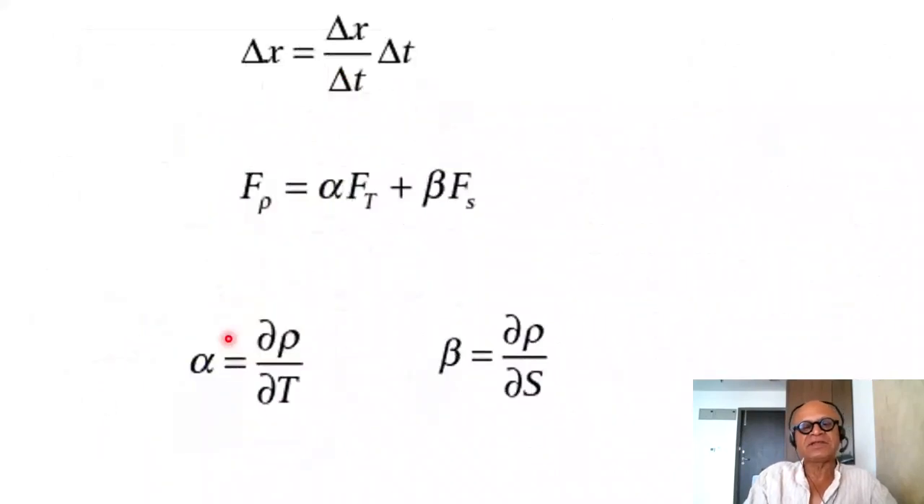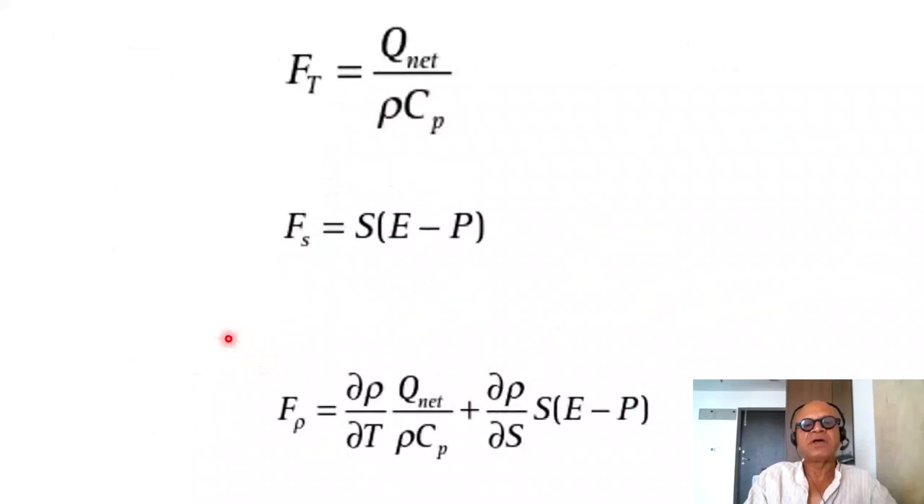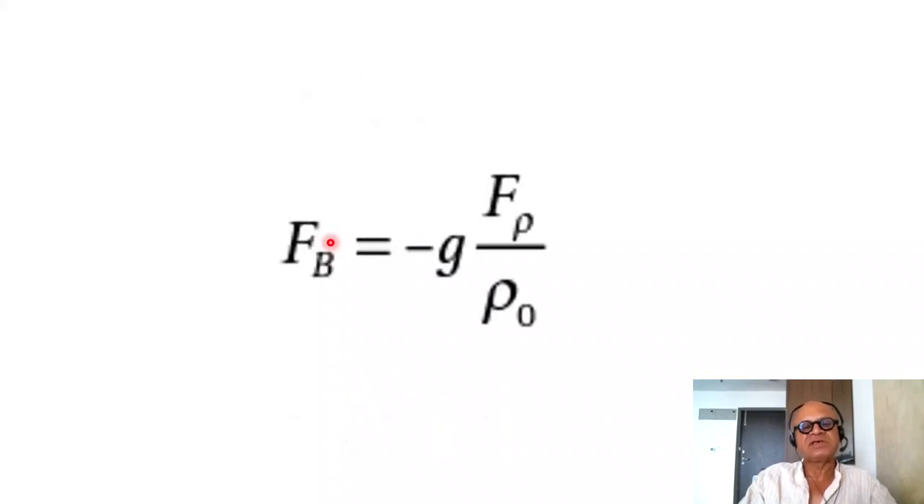Okay, keeping that in mind, you can write the temperature flux as the net heat flux that we looked at divided by the heat capacity rho Cp, and the salinity flux we had written as salinity times E minus P, where it's evaporation minus precipitation. So in that case, the density flux becomes d rho/dT times alpha times Q net over rho Cp, plus d rho/dS times S times E minus P, the salinity flux. So we have moved from salinity budget and heat budget to now doing density flux.